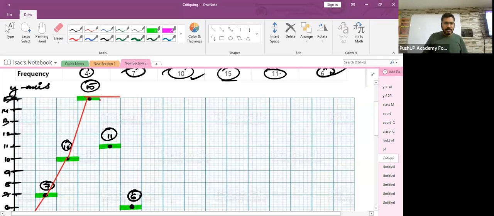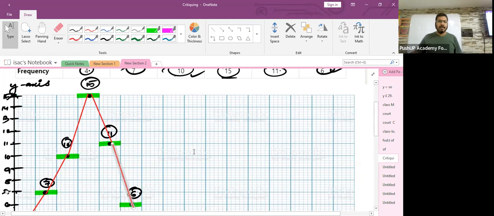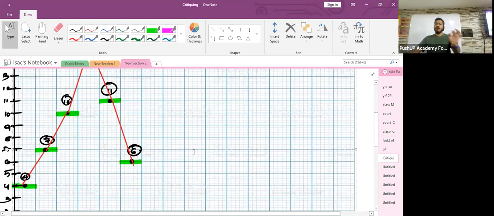The next one is 15 to 11, like this. Okay. Then the next one is 11 to 6. Done? Connected all the points? Okay. Children, you have connected all the frequencies.